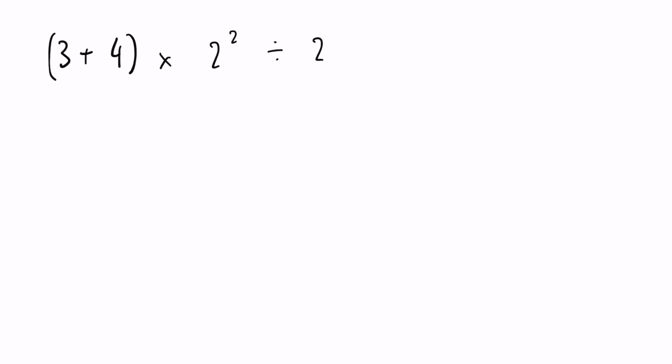So we've got a little bit more going on here. And again, we can write our BIDMAS up in the corner. Now again, we start with our B. Brackets, we have brackets here, 3 plus 4. We know 3 plus 4 makes 7, and then we can write the rest of the line down.